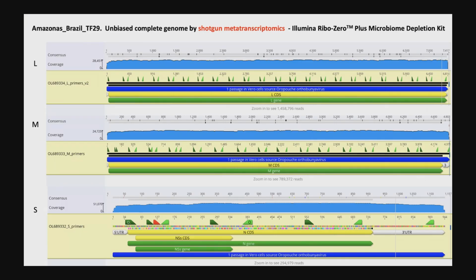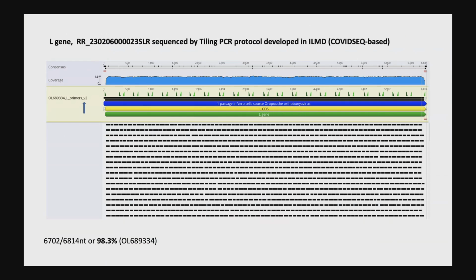And then we did quite the same as we did for dengue 3. The first one we sequenced using shotgun metatranscriptomics with Illumina, a sample that we had isolated in our laboratory. Based on this unbiased genome, we designed an amplicon-based approach to use for other samples. And as you may see here, I forgot to highlight that this virus is a segmented virus.